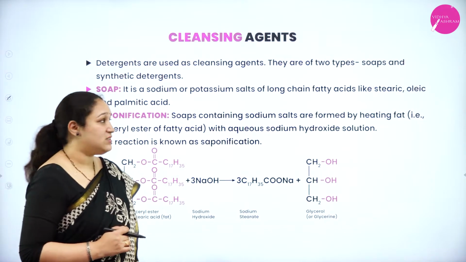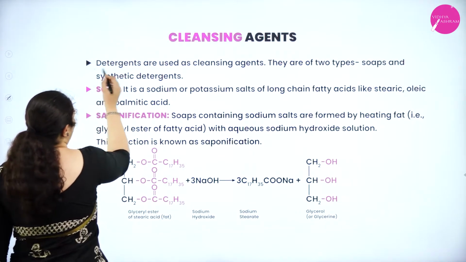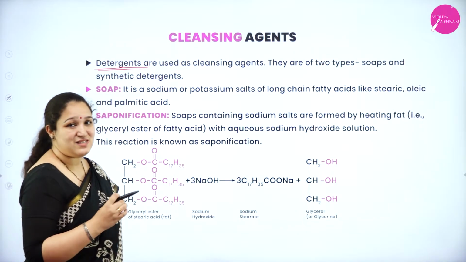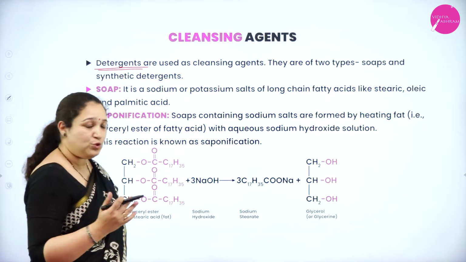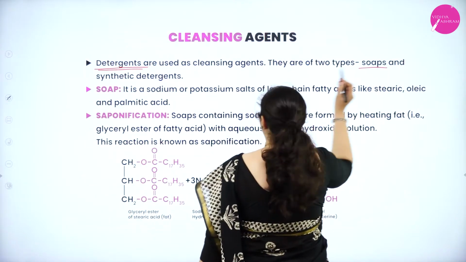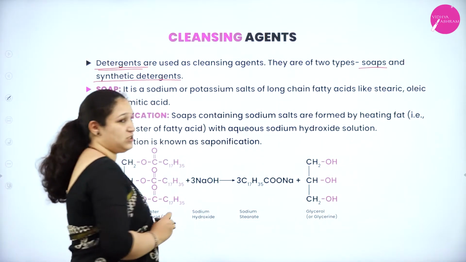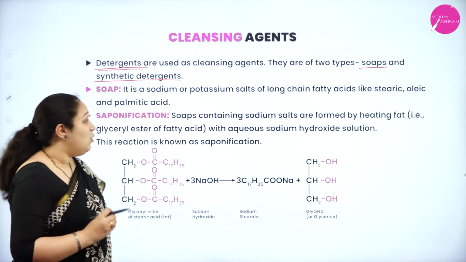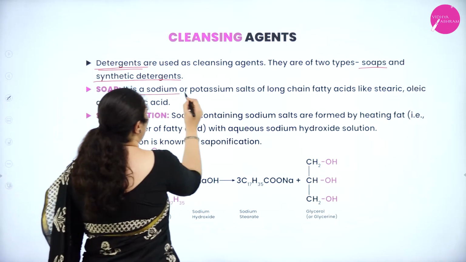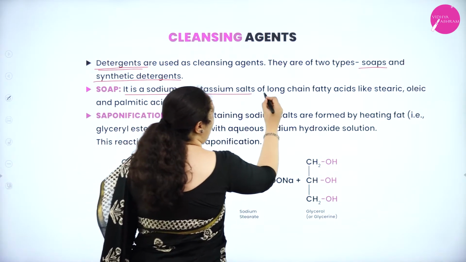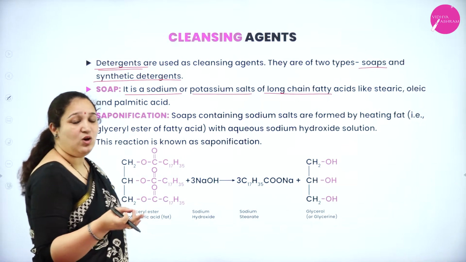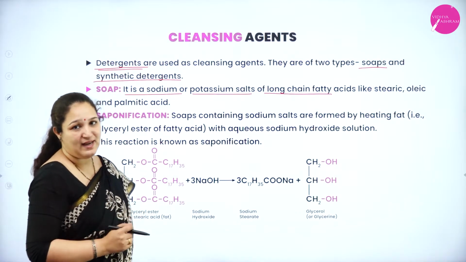So cleansing agents are basically called as detergents. Okay, so detergents are the cleansing agents which we use. They are of two types, that is soap and synthetic detergent. So first we learn about what are soap. Soap is a sodium or potassium salt of long chain fatty acid like stearic acid, oleic acid or palmitic acid.